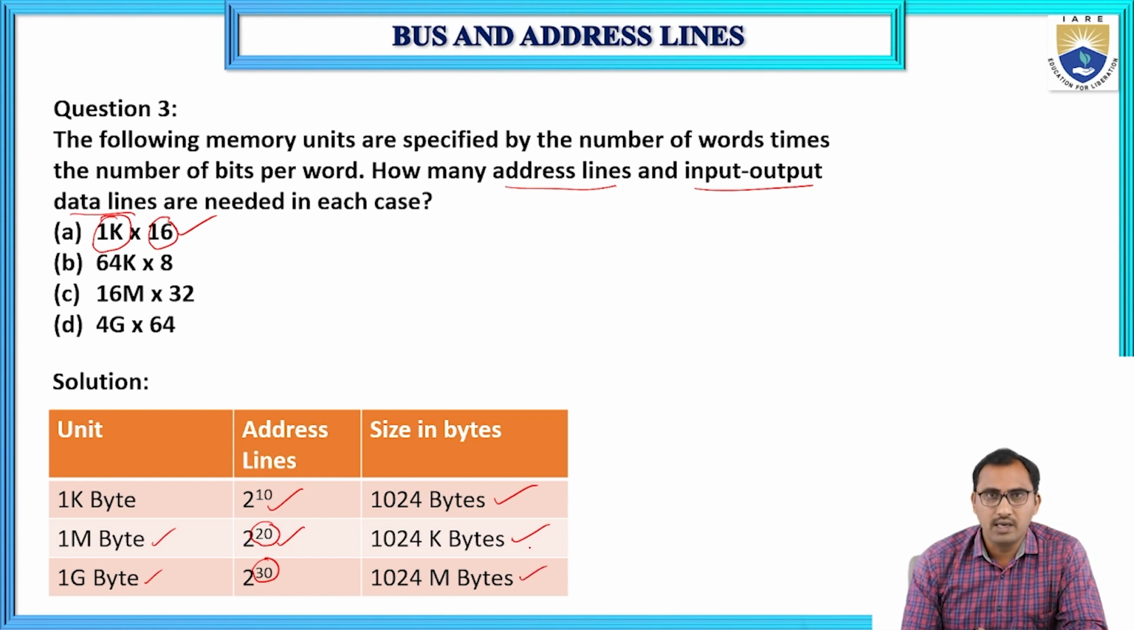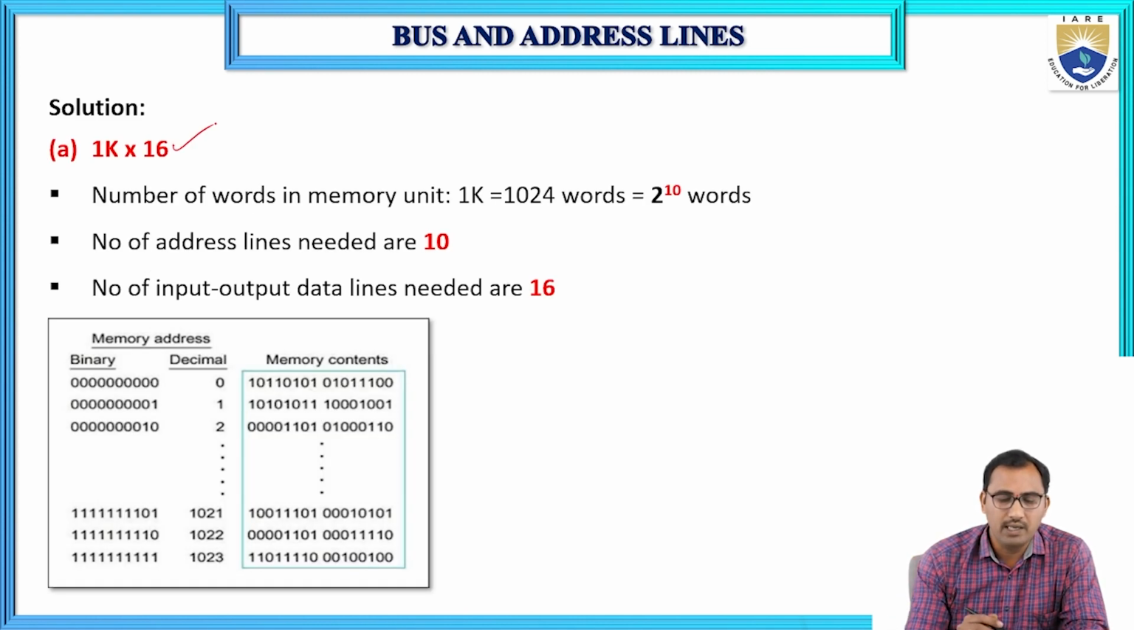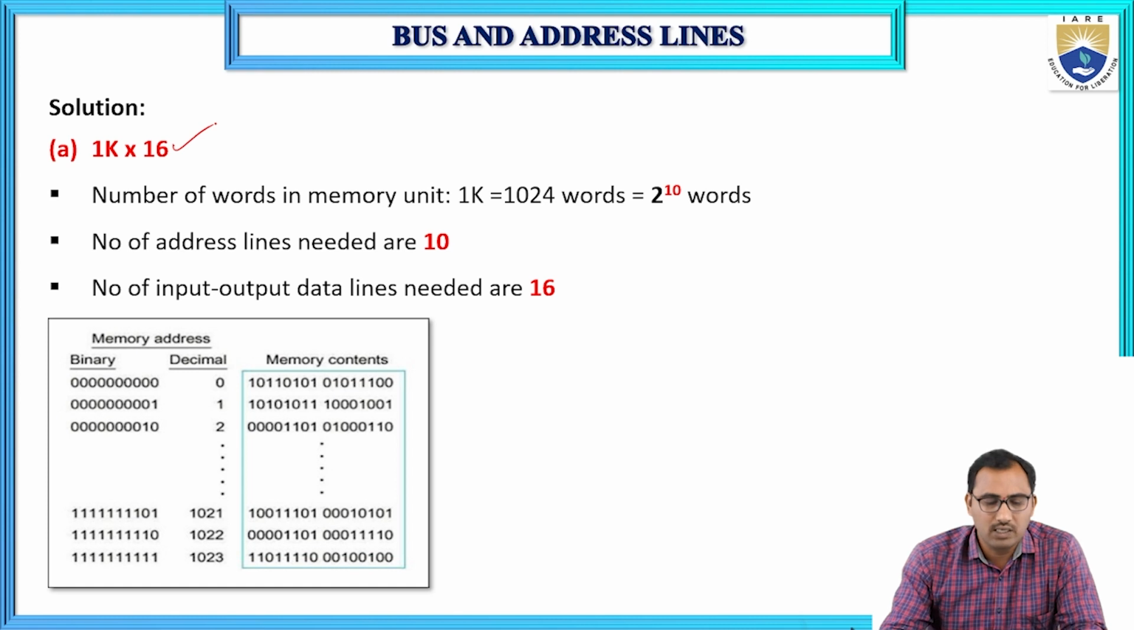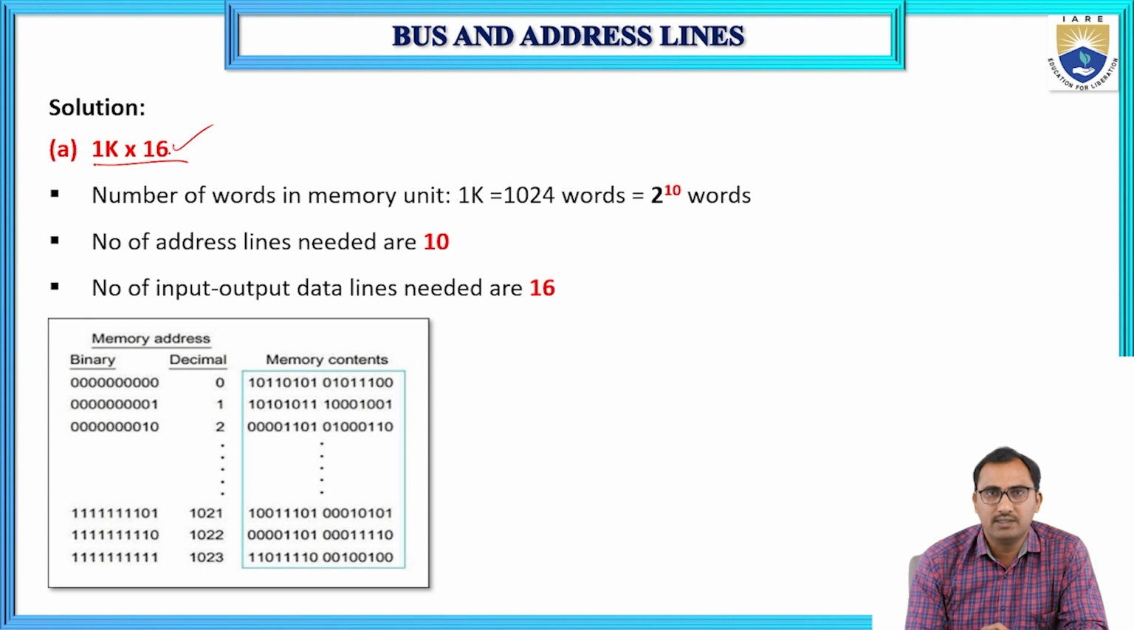So this is the information in order to solve the above problem. Okay, so the first one is 1K by 16. We are going to find how many address lines and data lines are required to access this 1 kilobyte by 16 bits.